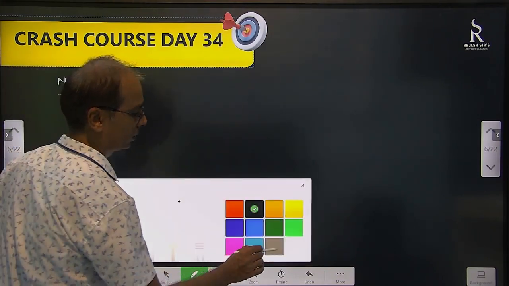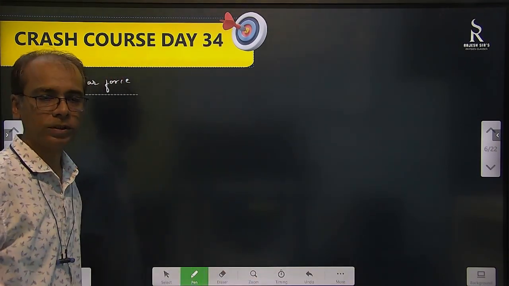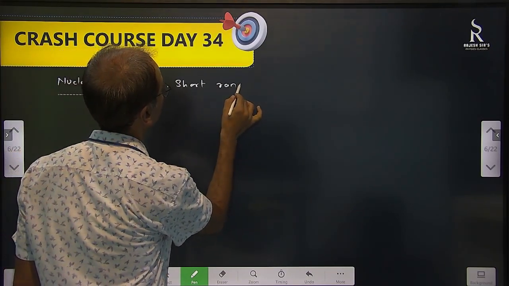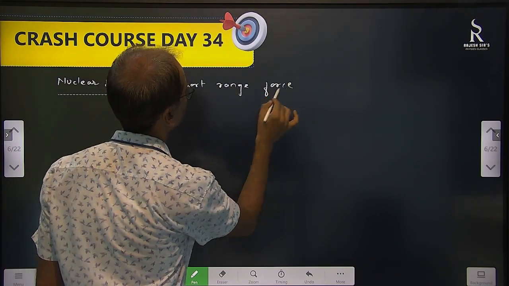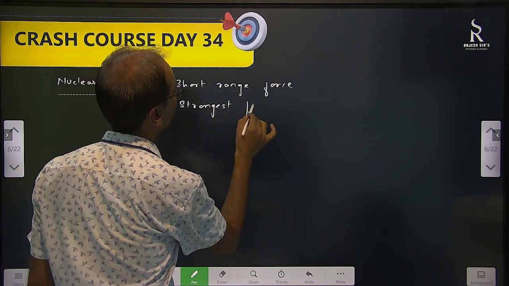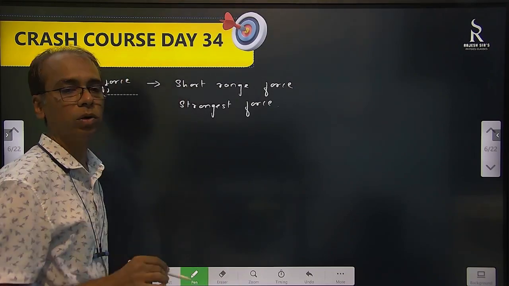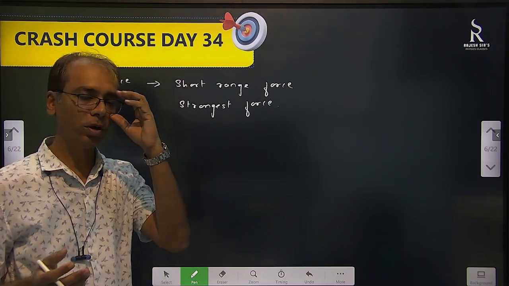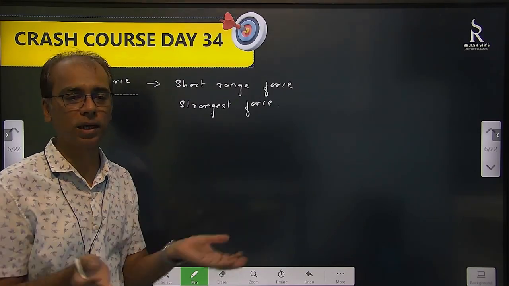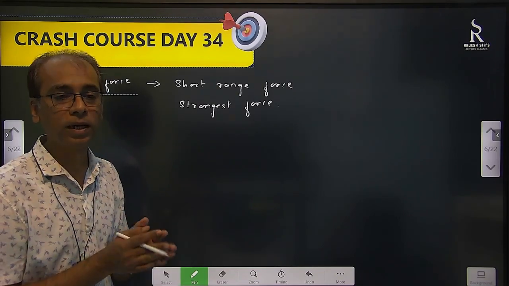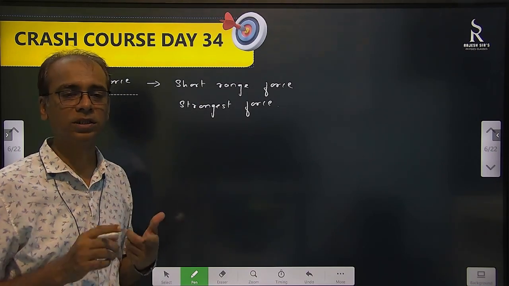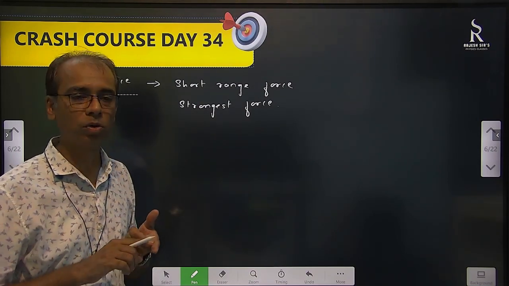Nuclear force, the strongest force we say, right? Short range force, strongest force. And this is one of the reasons why in the nucleus we can have so many protons, because we all know that protons mean positive charge and there is a strong electrostatic force of repulsion between them, but still they are inside the nucleus. So there is some force which is binding them, and this is the force. And this is the force which is independent of the charge. That means this is the force between proton and proton also, neutron and proton also, and neutron and neutron also.